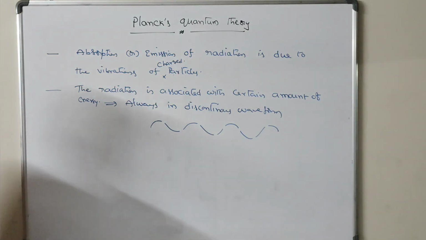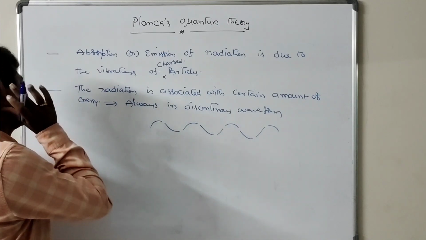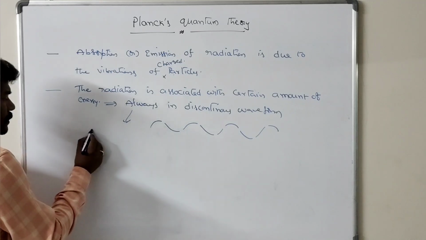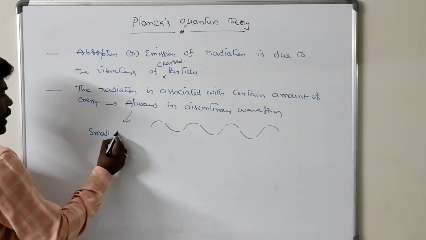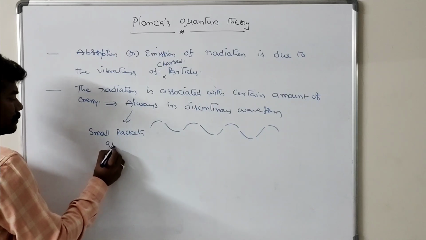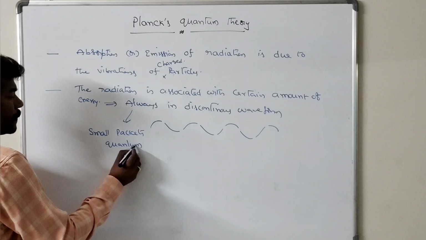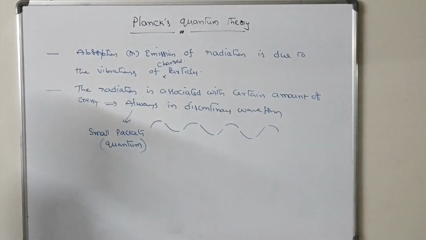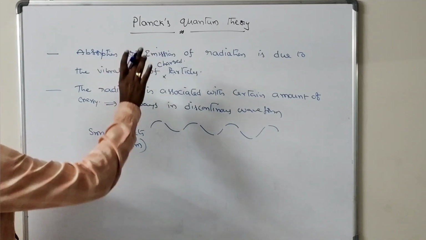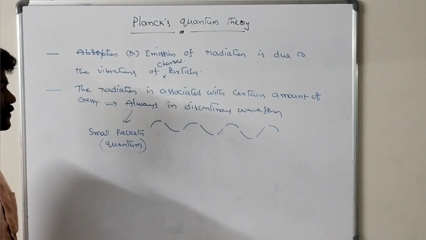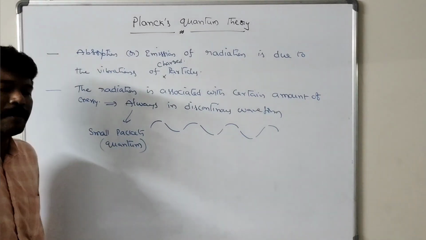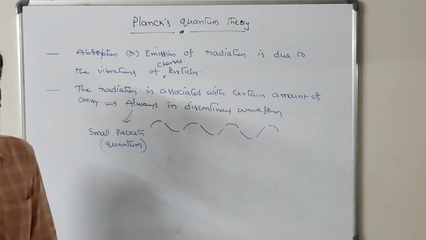So, energy is always in a discontinuous waveform, in the form of small packets called quantum. Released energy or absorbed energy or emitted energy is in the form of small packets according to Planck. The small packets are known as quantum.